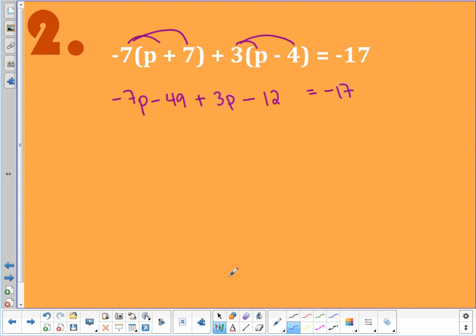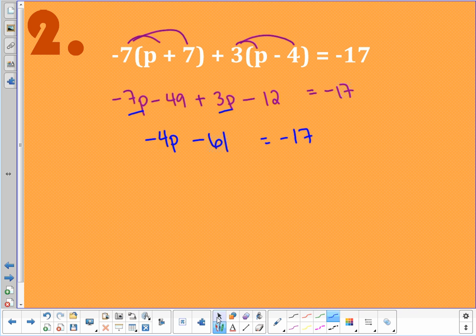Now I've got to put my like terms together. I have 2 terms that have the variable with them. -7 plus 3 gives me -4, so -4 times p. And then -49 and -12 gives me -61. They're both negative terms, so I need to add them together. So -49, -12, -61 is equal to -17.